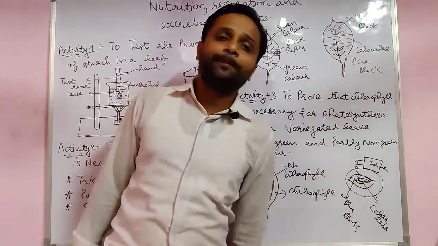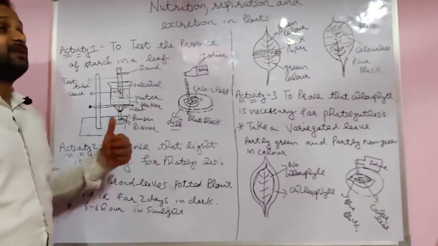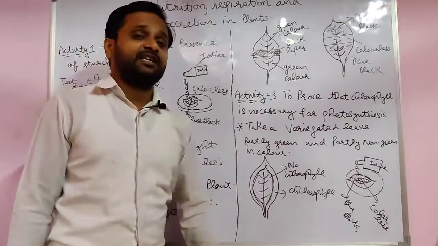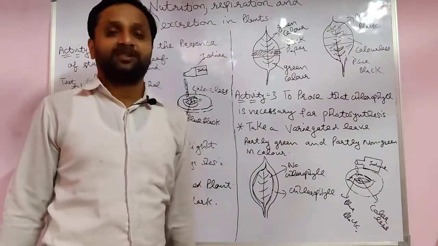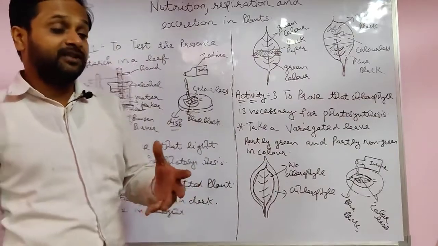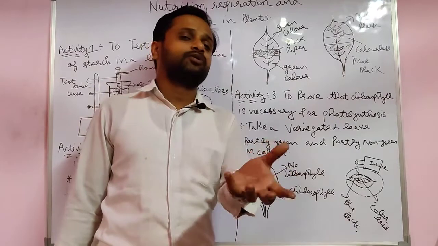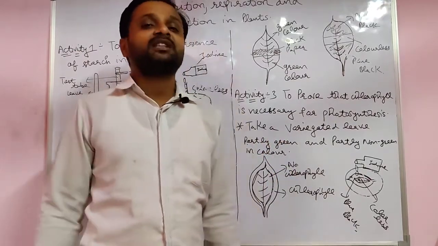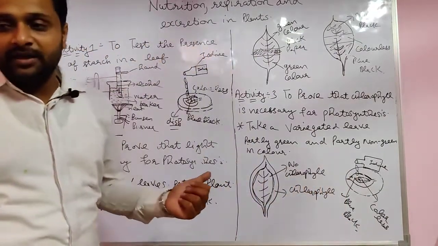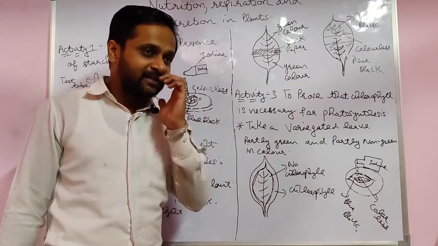So three things are very important for photosynthesis, students. First is the presence of starch. How do you test the presence of starch? By this test. Second, light is very necessary. And third, chlorophyll is very necessary. But some special plants are there, like Coleus, whose leaves are purple in color, but they also do photosynthesis. Keep in mind, students, in the next lecture we discuss respiration, how plants do respiration. Thank you.